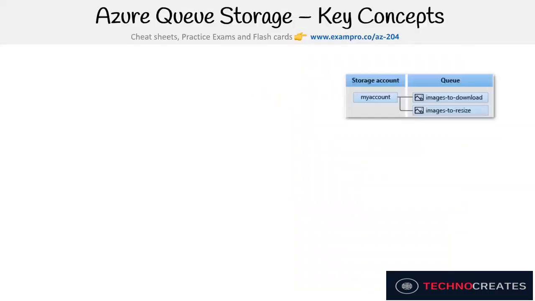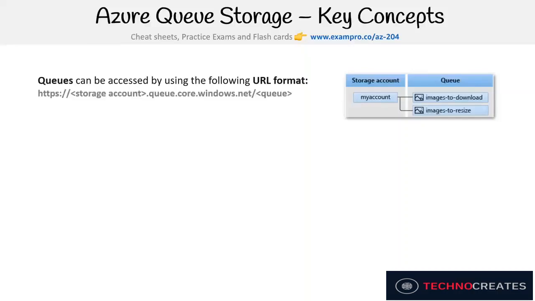Let's just talk about some of the components within a queue. There's not a lot here, so it's not too complicated, but the idea is you have a queue. This can be accessed by using a URL format of the following. So you'll have your storage account here, queue.core.windows.net, and then the queue name. Would this show up in the exam? Probably not, but it's generally good to know just in case, because Azure exams are very tricky.